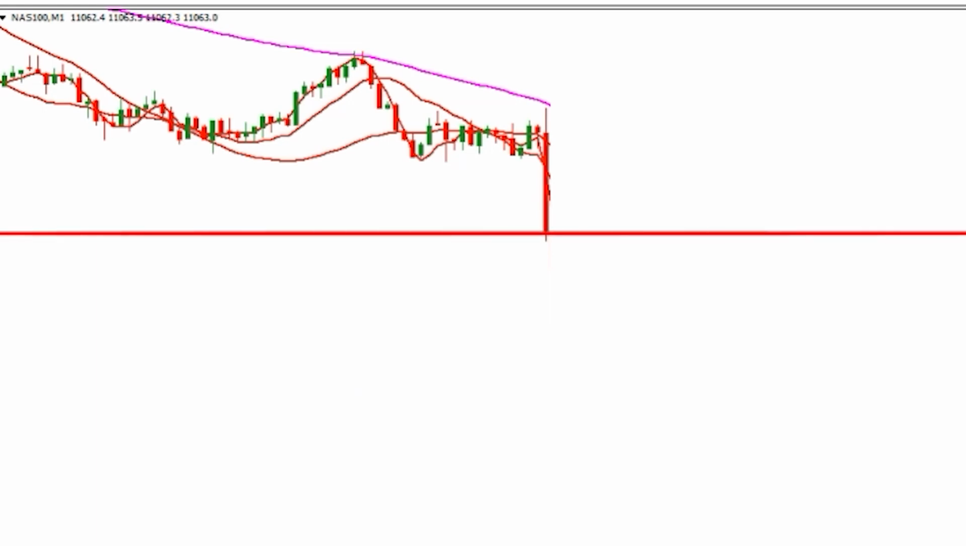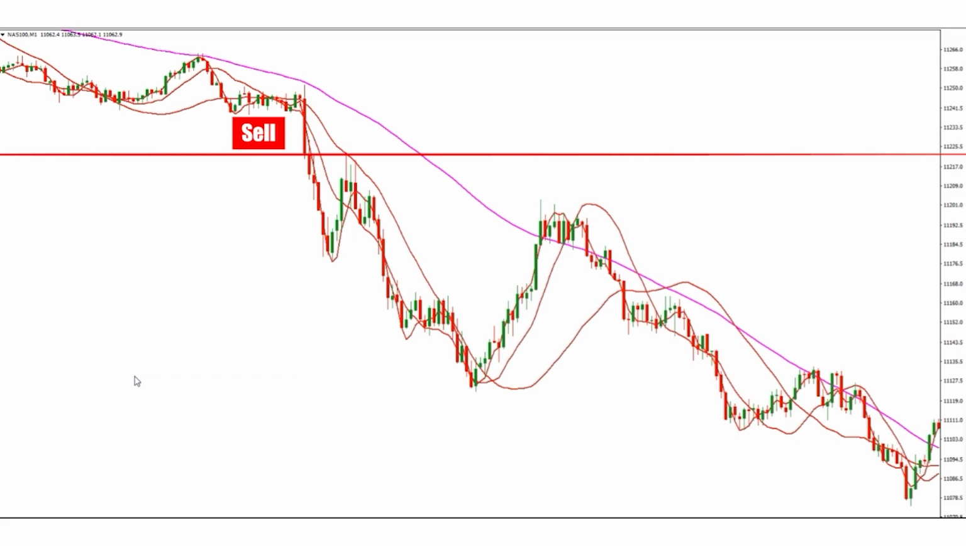We've identified this exact bar to enter from. We'll put in our sell order here, and as you can see, the market moved on down.